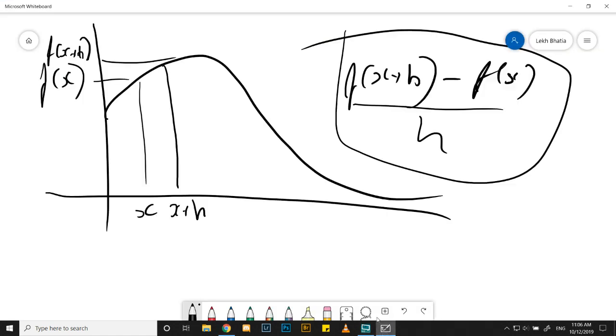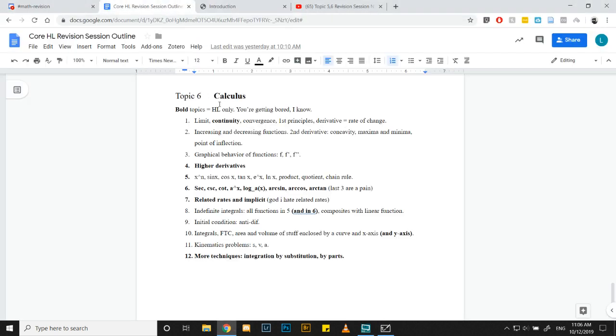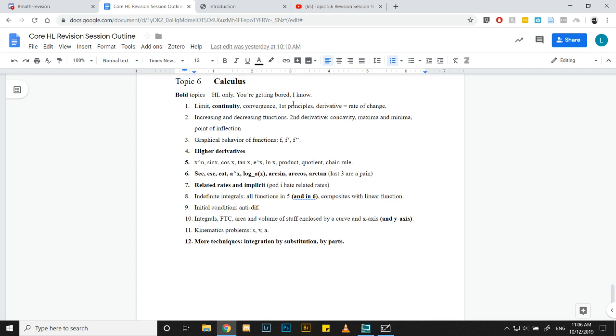You would have to have your limit notation, which is the limit as h approaches 0. It's not always easy to calculate this correctly to get your final derivative, but yeah. That's your first principles.